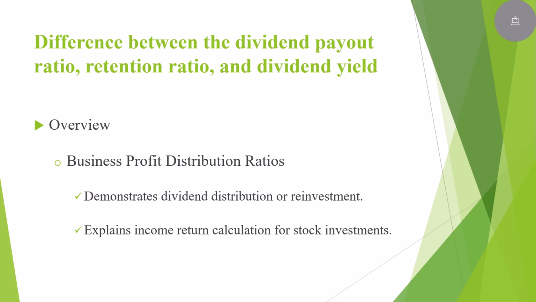The difference between the dividend payout ratio, retention ratio, and dividend yield is that the ratios show how a company allocates profits, whether through dividends to shareholders or reinvestment for growth, and how investors measure income return from stock ownership.